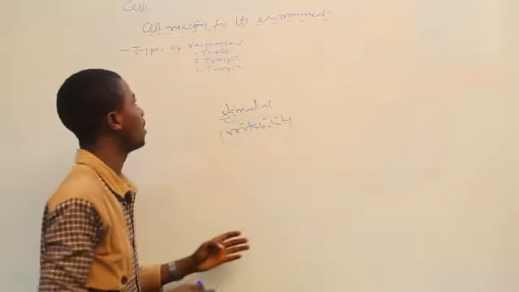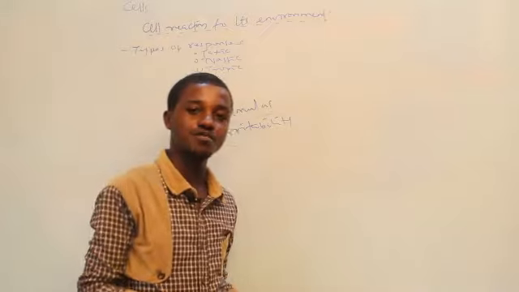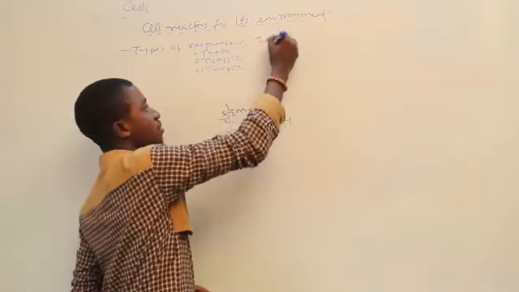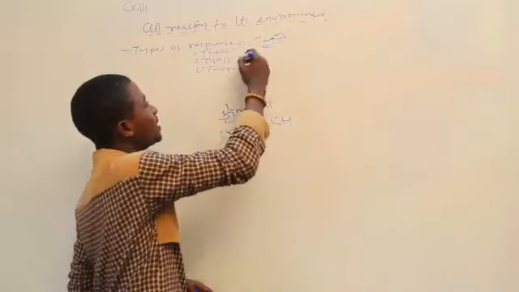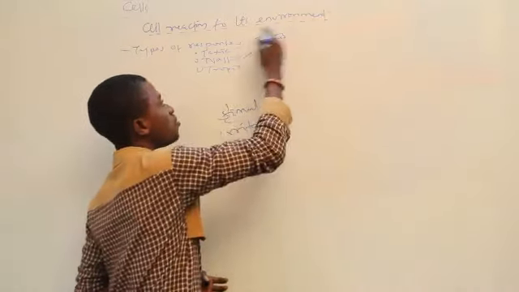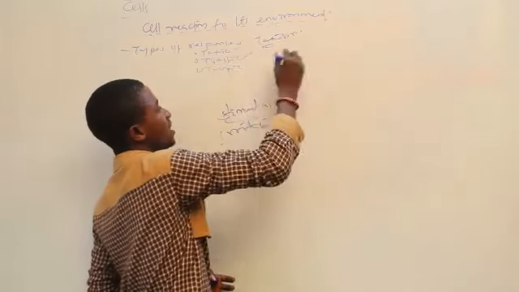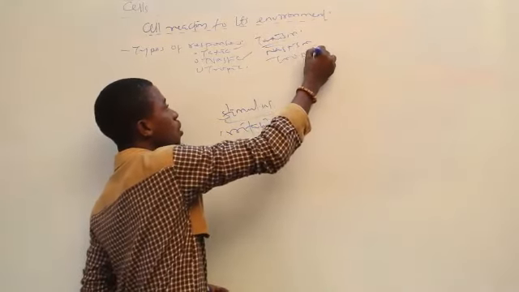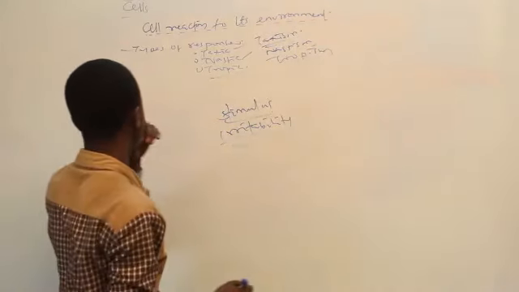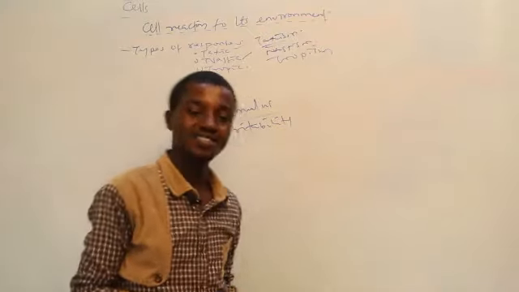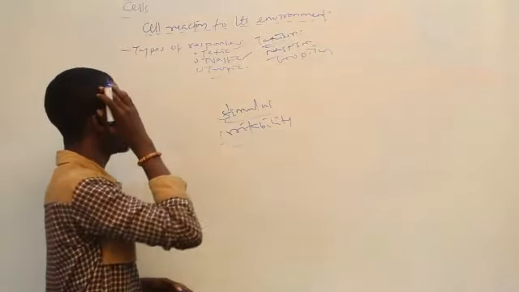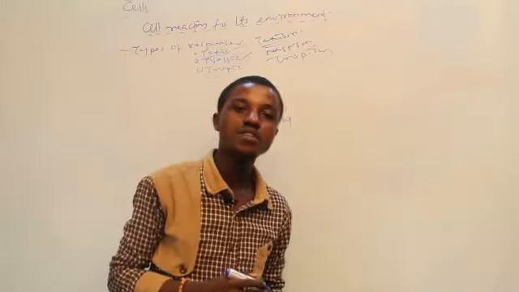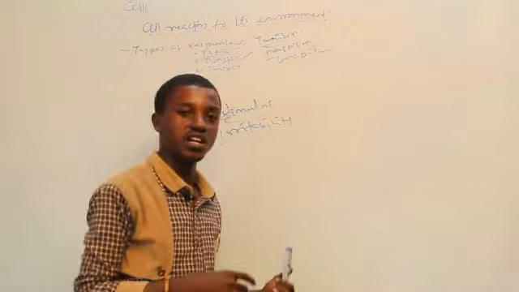So for cell reaction to the environment, there are basically three types of response. We have the tactic response, which stems from the word taxis and can be called taxism. We have the nastic response, which can be called nastism, and the tropic response, which can be called tropism. So we have nastic, tactic, and tropic responses. Now, what is tactic response? Tactic response is the movement of parts of an organism in response to a stimulus.